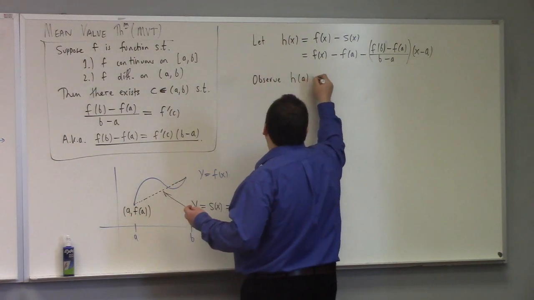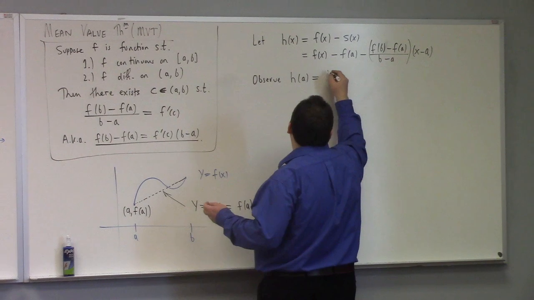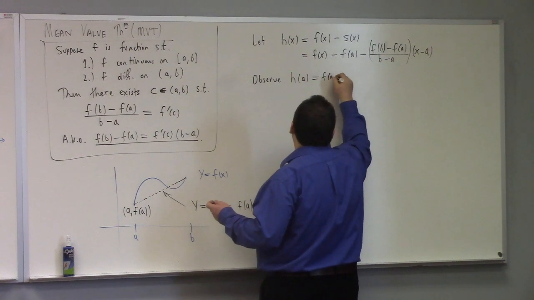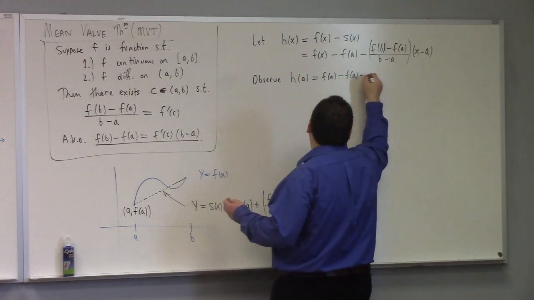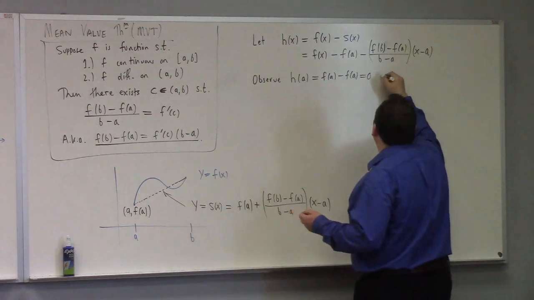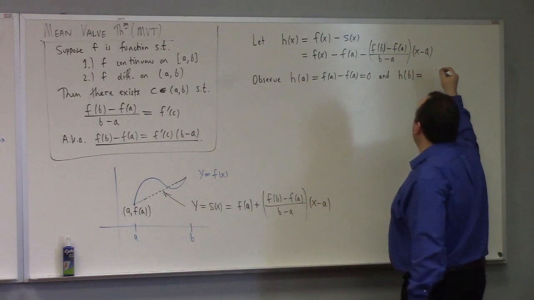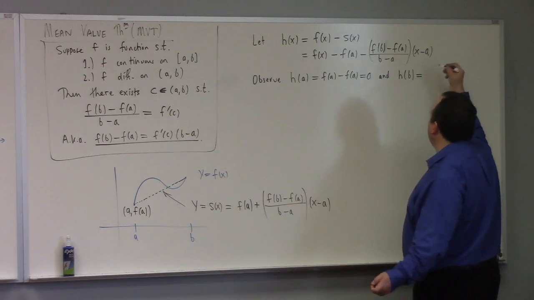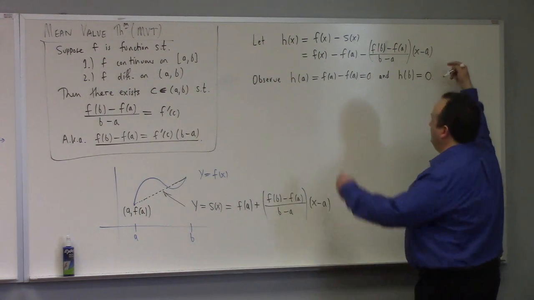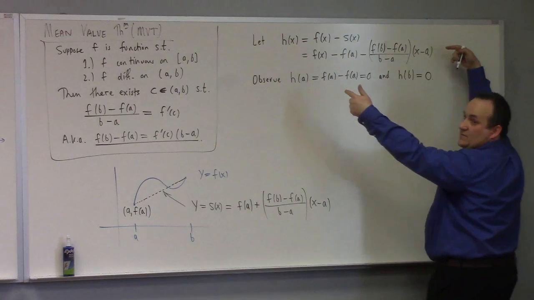H of a is equal to what? F of a minus f of a, which is 0. And h of b is what? It's also equal to 0. You plug it in right here. See it? See how that goes?